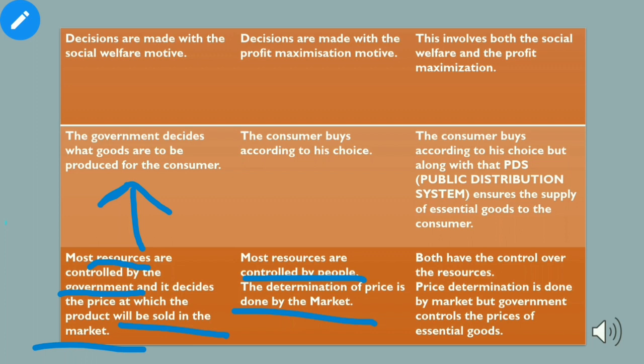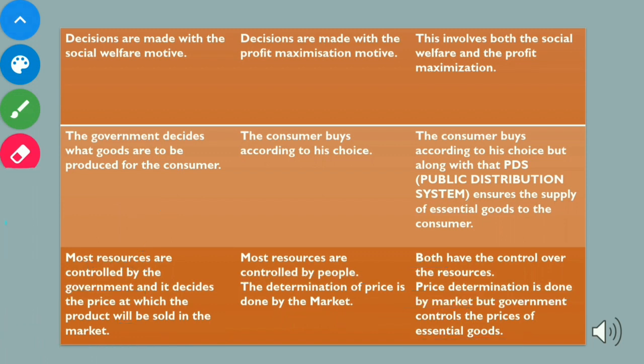And next, if you talk about the mixed economy, that involves the control of the government as well as the people over the resources. Price determination is basically done through the market, that is the demand and supply, but the government even controls something, that is the price of essential goods, because as you know, the basic amenities are really important, right? So their prices should not be so high that everyone cannot afford them. So it should be affordable to everyone, right? Because that is the basic amenity.